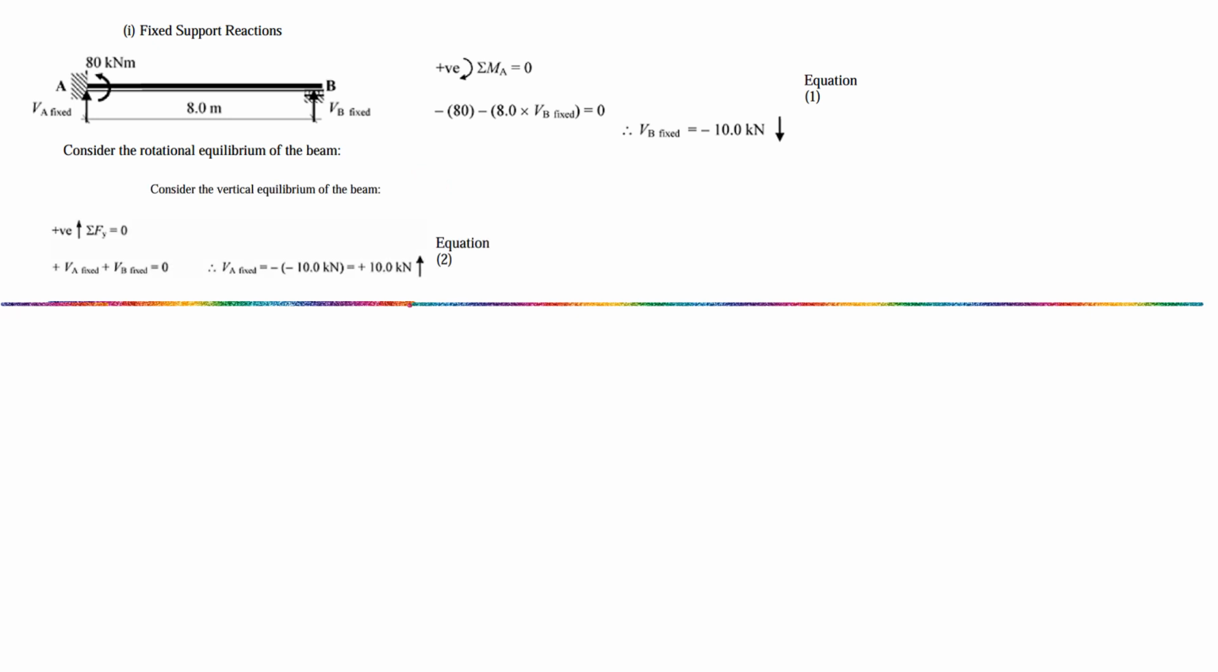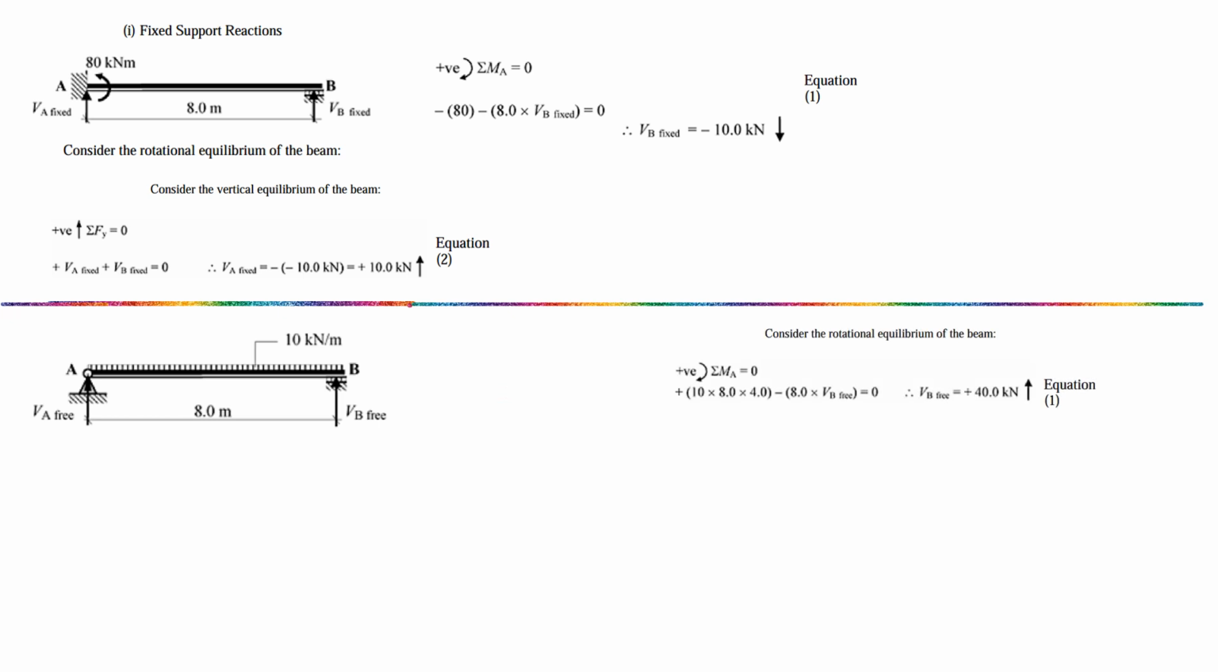Once we know VB as minus 10 kN, if we apply vertical equilibrium, summation Fy equal to 0, so VA plus VB equals 0. VB is minus 10, so VA will become plus 10. Then next we need to see this as a simply supported case with the external applied load. The external applied load is 10 kN per meter. Taking moments about A, 10 into 8 is the load, which acts at the 4 meter distance. So 10 into 8 into 4 minus VB into the 8 meter distance, so VB becomes positive 40.